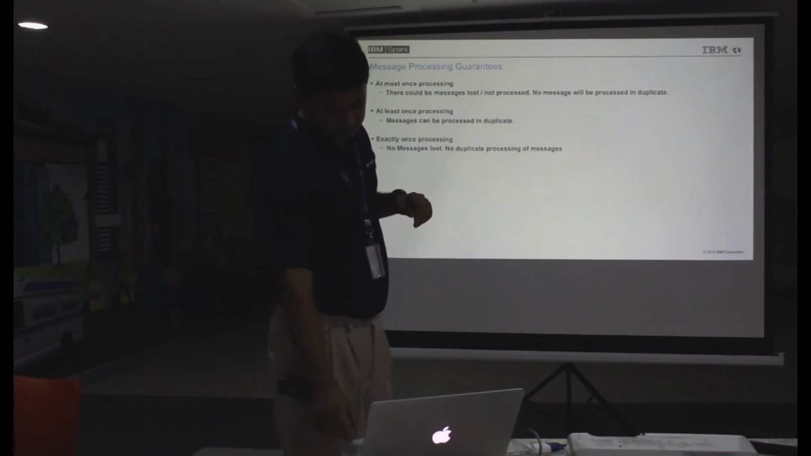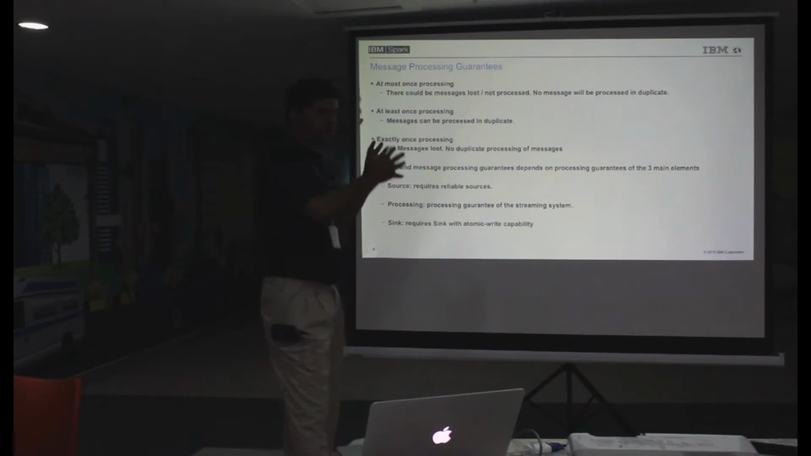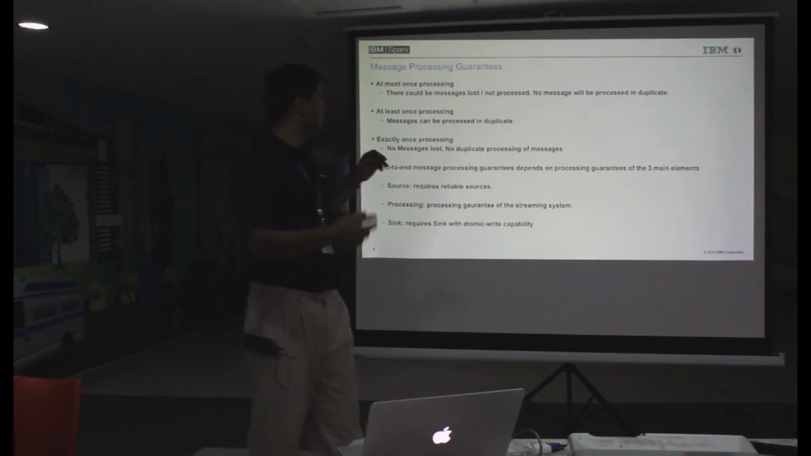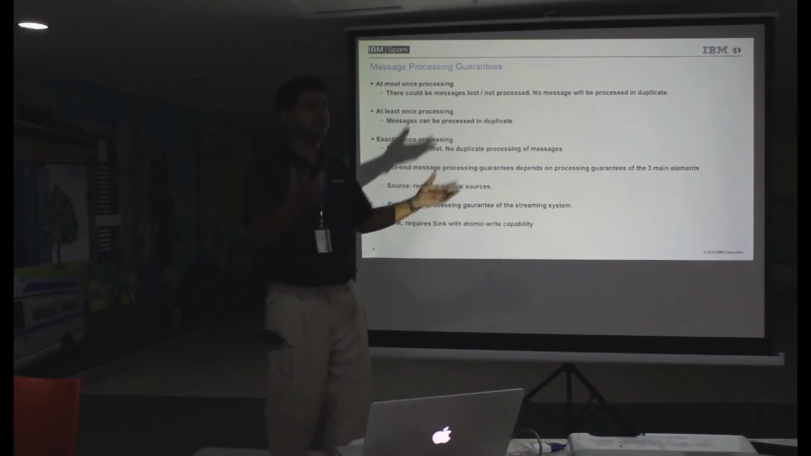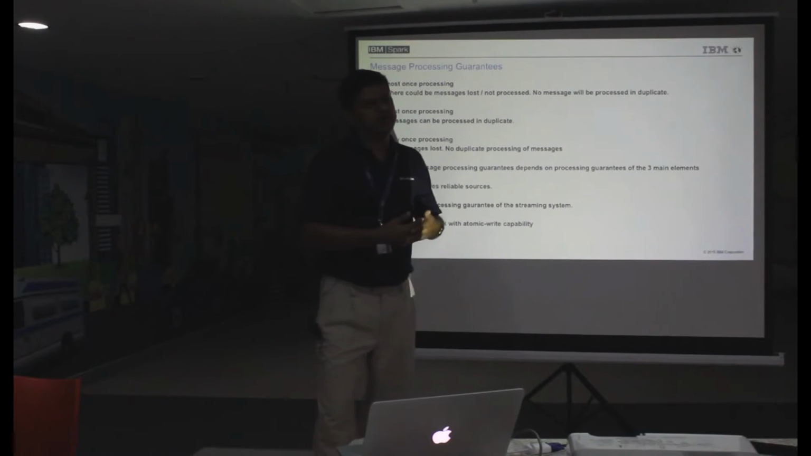When you go to a streaming system, I talked to you about the source, the processing, and the result that you're writing. These attributes build up on each of the individual components, the three components that you have in your streaming application. So if you want exactly once processing, your source needs to be a reliable source.